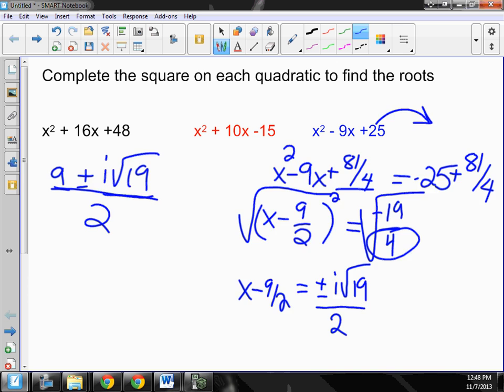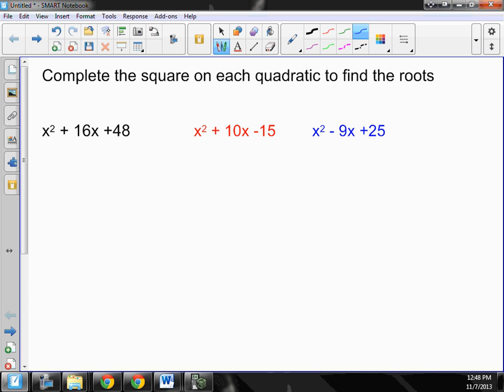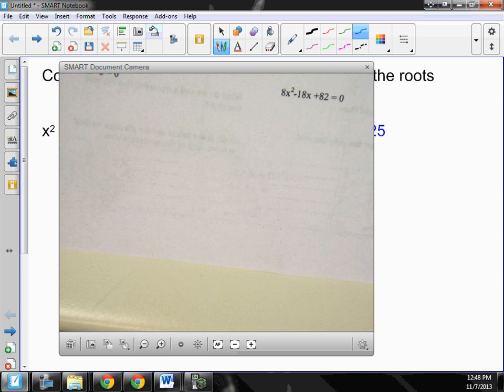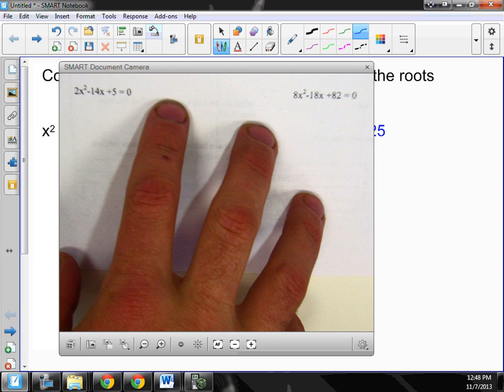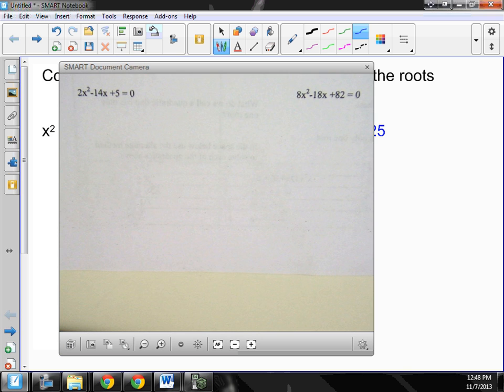Okay. Pull out your worksheet from yesterday. Go to the second page. I believe we have 2 problems to work on the second page. Are we on this one?